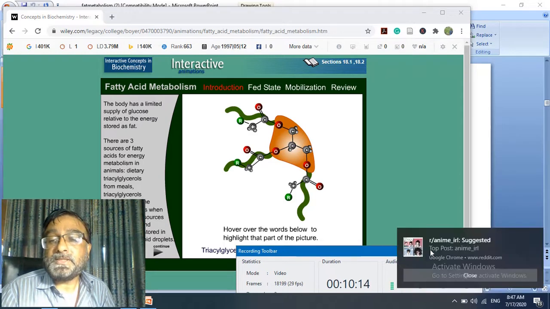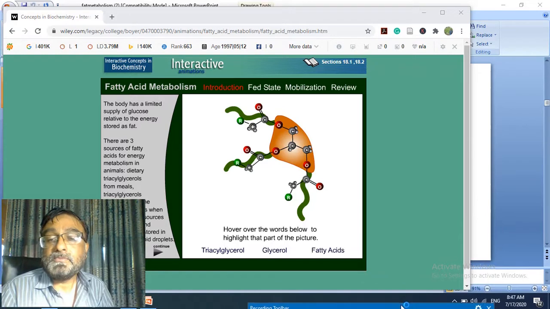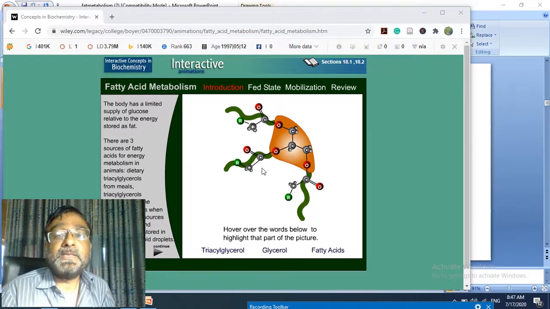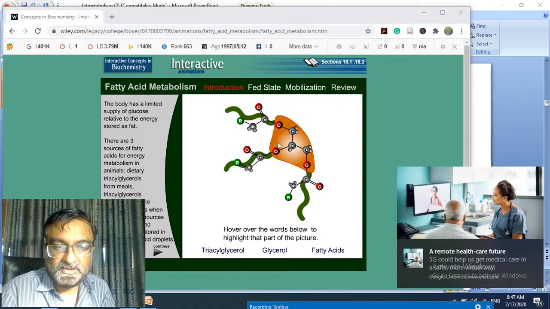So what is happening here? Look at this one. These are the triglyceride. This is the glycerol part. This is the three fatty acids. These are the three fatty acids. So this is called the triglyceride.